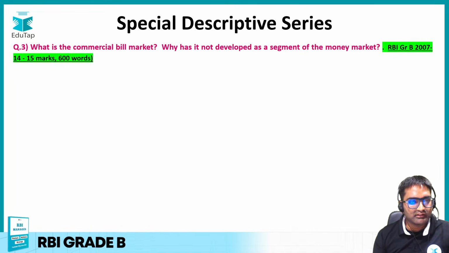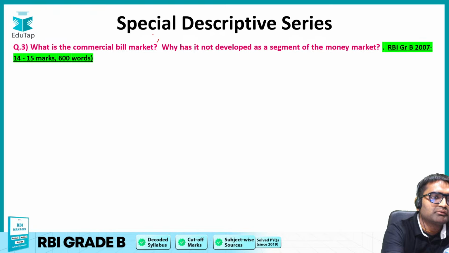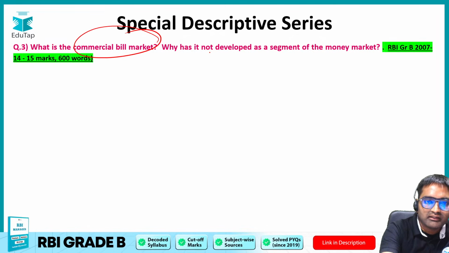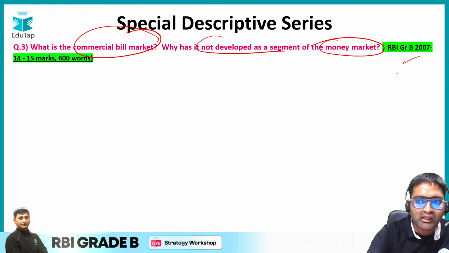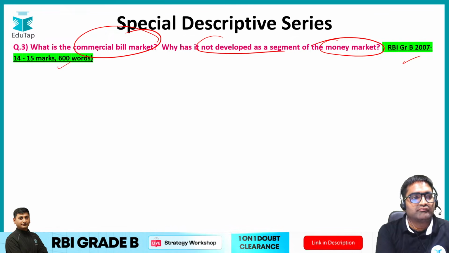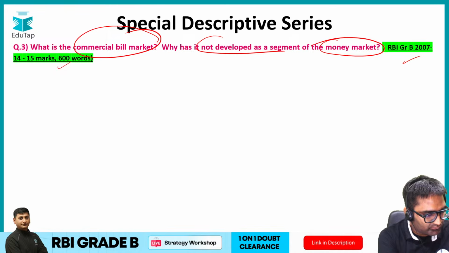Now moving to the third and last one. What is the commercial bill market? Why has it not developed as a segment of the money market? RBI Grade B, between 2007 and 2014, this was asked for 15 marks, 600 words.